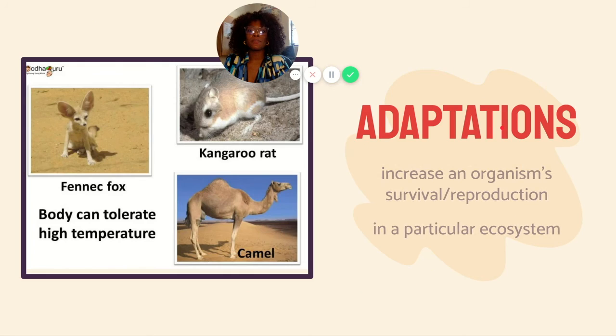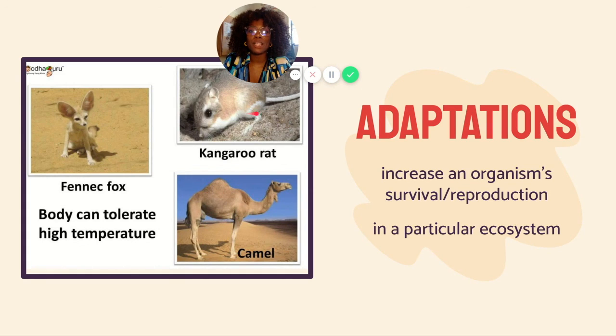Adaptations, the last topic. Adaptations are things that increase an organism's survival or reproduction in a particular ecosystem. So these three organisms, the camel, the kangaroo rat, and the fennec fox, they all live in deserts. And we know in deserts, there's lots of heat, there's not a lot of rain. So these organisms have adapted to their environment by having bodies that can tolerate very high temperatures.